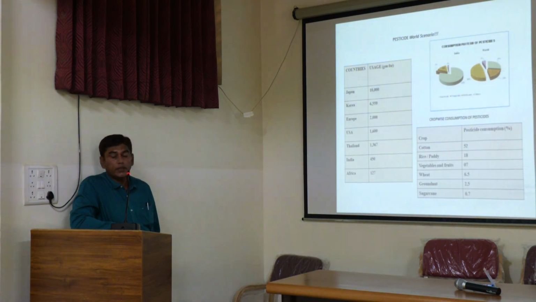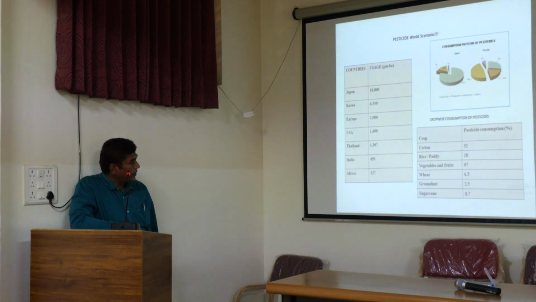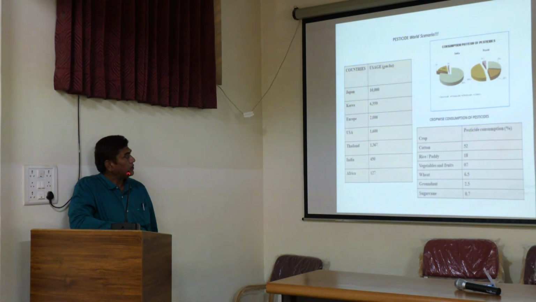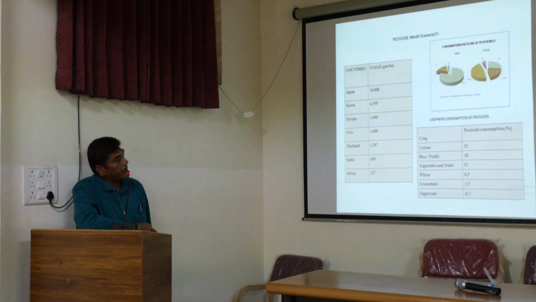So as I'm dealing with plant production, let me tell the pesticide world scenario with respect to countries, usage in gram per hectare. Japan is highest, 10,000 gram per hectare, whereas our India, 450 gram per hectare. It is comparatively less, and African countries, 127 gram per hectare pesticide usage. And also you can see the consumption pattern of the pesticide in India.